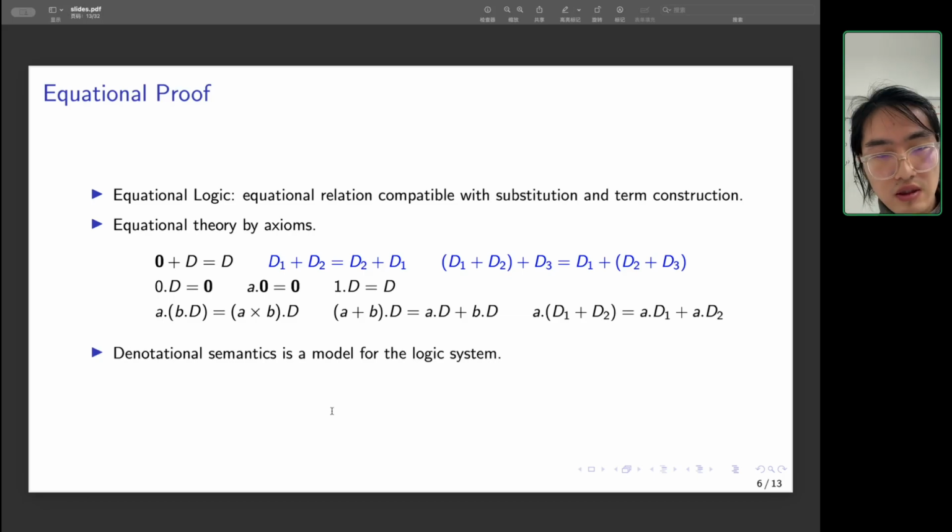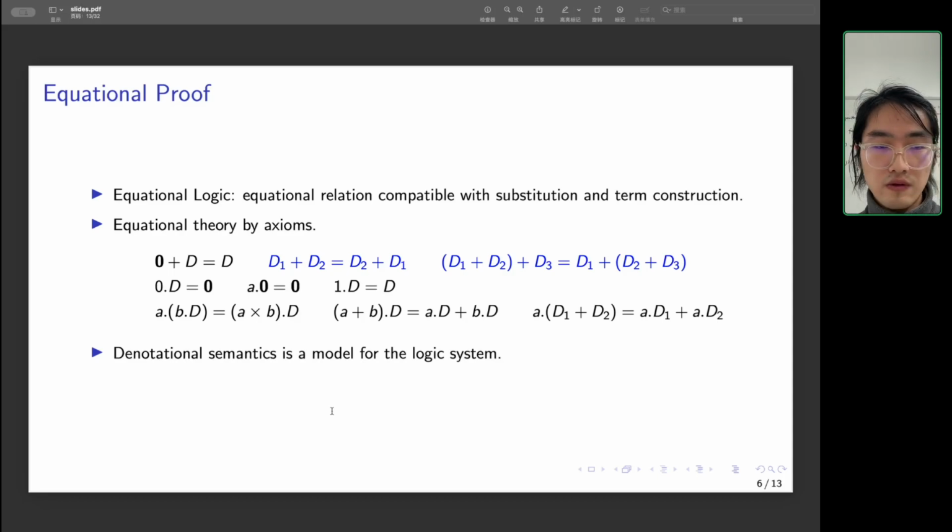These are the axioms for linear space, and we have more for other structures like tensor product and inner product. One thing to note is the denotational semantics can be considered as a model for the logic system, meaning if we prove that two terms are equivalent using the logic, then their interpretation should be equivalent. This is what we want.